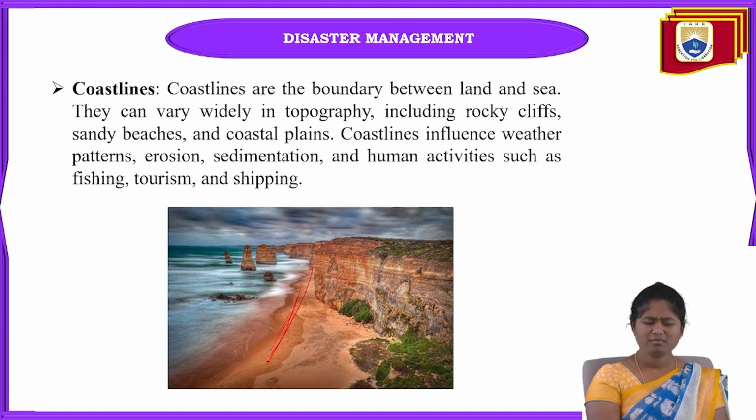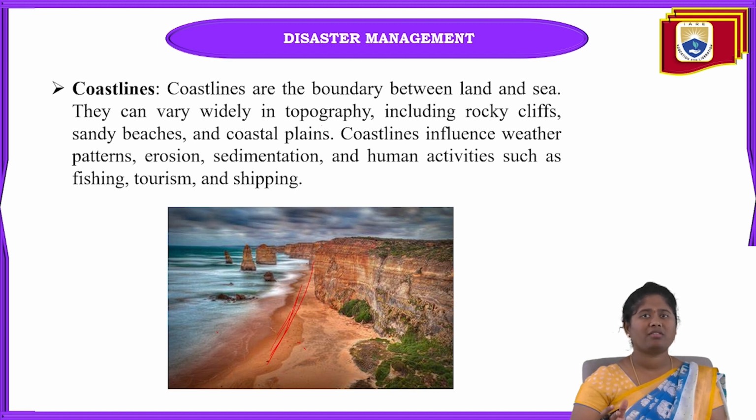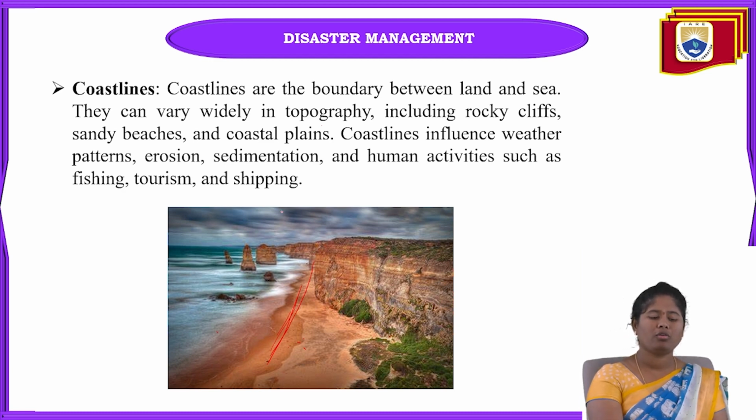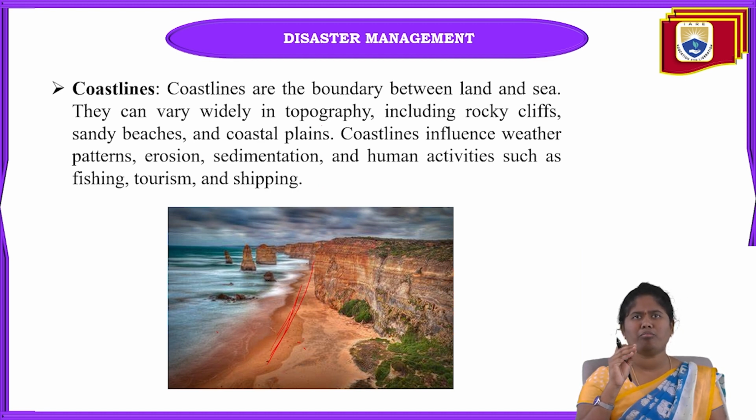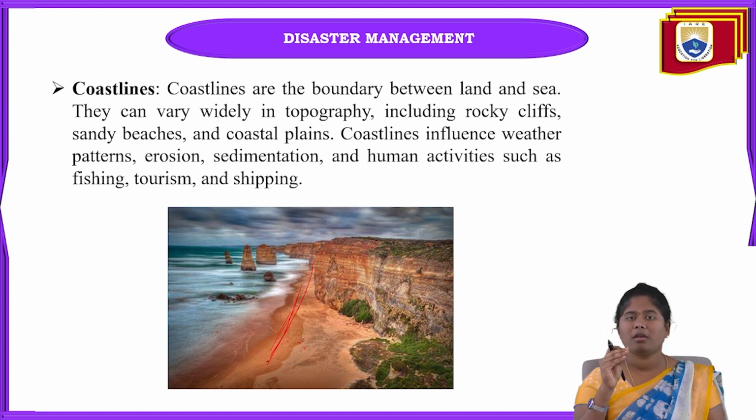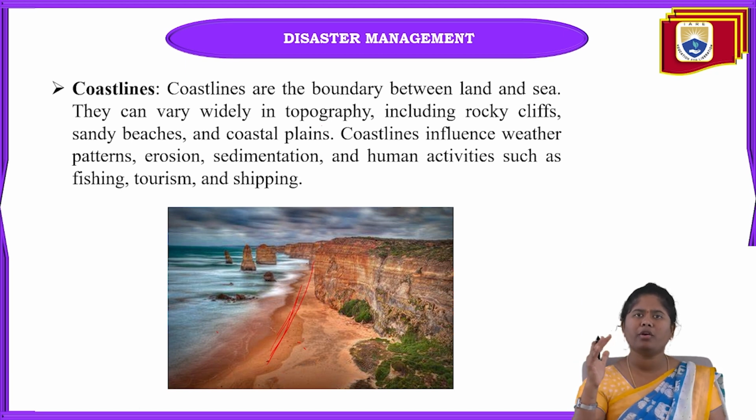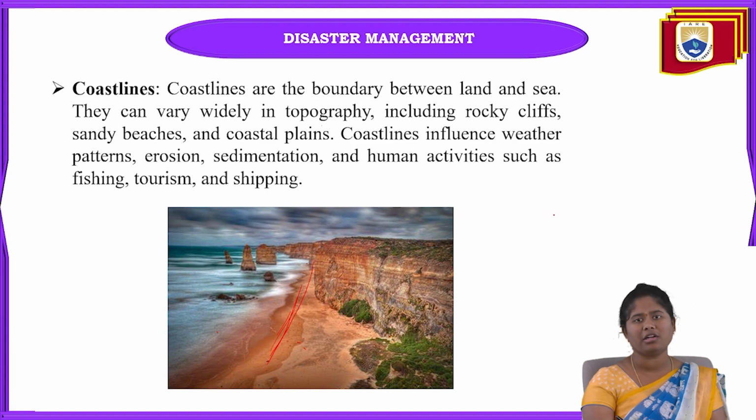Due to this only, coastlines are being destroyed. Coastlines are destroyed because of human activities or maybe due to weather conditions like sedimentation, erosion, like this. These are all the climatic conditions that make the coastlines vulnerable. Why? Because if we leave that coastline area alone, it will be very good. If we develop human activities like fishing, tourism or shipping, then automatically that will affect the weather conditions.